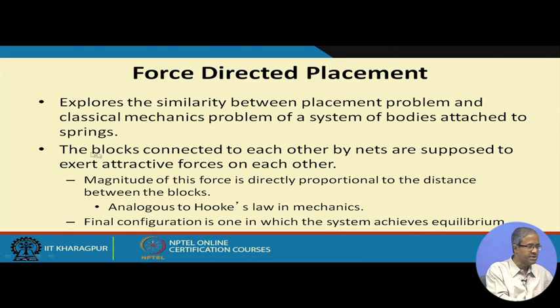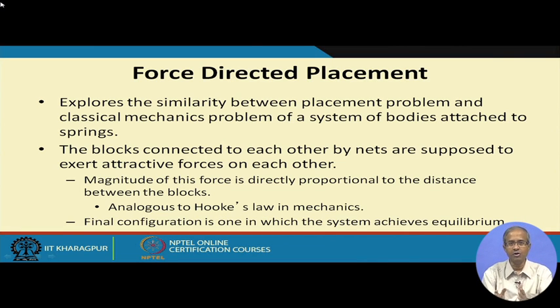This is an analogy with respect to the placement problem, where I say that the blocks that we want to place, which are connected to each other by nets, exert attractive forces on each other. The magnitude of the force is directly proportional to the distance between the blocks, which is analogous to Hooke's law in mechanics. Let us try to explain this first. So, we start with Hooke's law. So, what is Hooke's law?